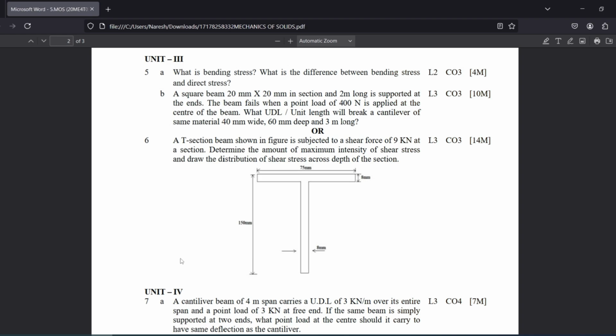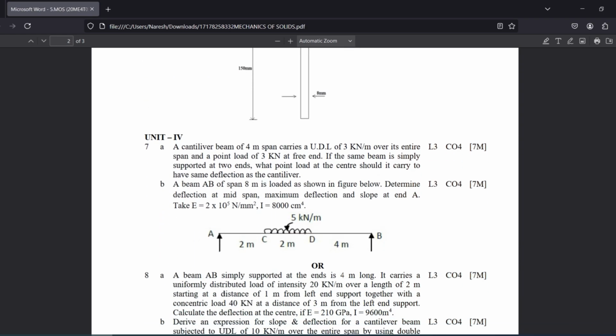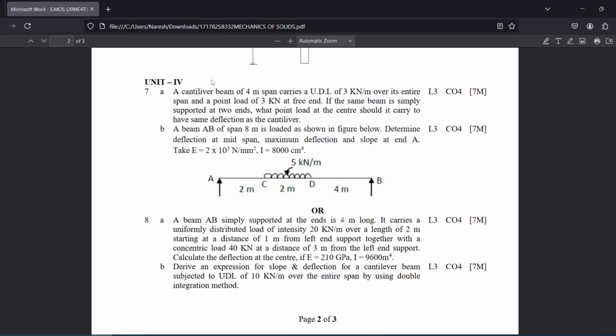Next one. A cantilever beam of 4-meter span carries a UDL of 3 kilonewton per meter over its entire span and a point load of 3 kilonewton at the free end. If the same beam is simply supported at two ends, what point load at the center should it carry to have the same deflection as the cantilever?